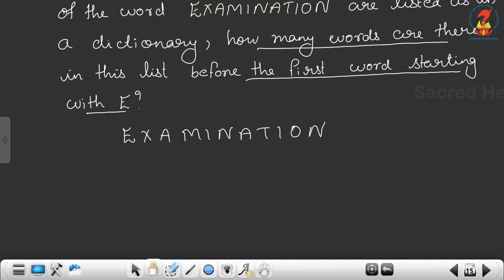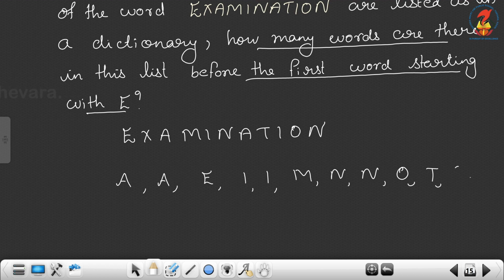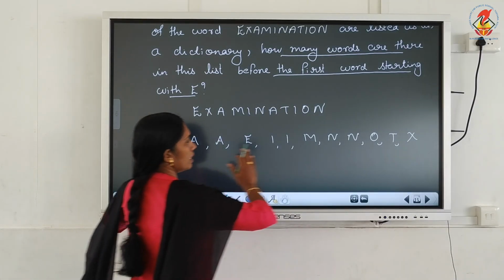So look at this word. Here we have A. When we arrange in alphabetical order, the first letter is A. Then we have one more A here. Then after A, then E. Then I is there, double I. Then M, double N. Then O, then T, X is the order. 1, 2, 3, 4, 5, 6, 7, 8, 9, 10, 11. So we have these 11 letters.